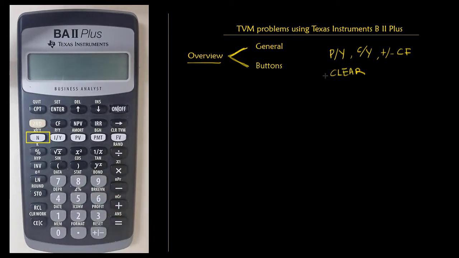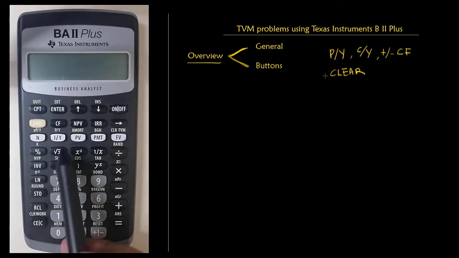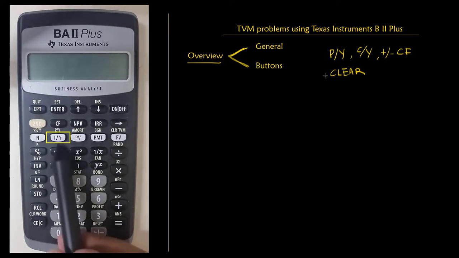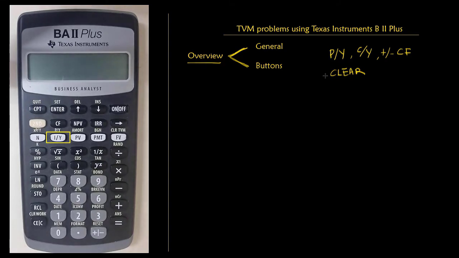The first button, that is labeled N, you use this button to enter the time periods of your problem or to calculate the time period. The next one, that is labeled I/Y, you use to enter or calculate the interest rate or discount rate.